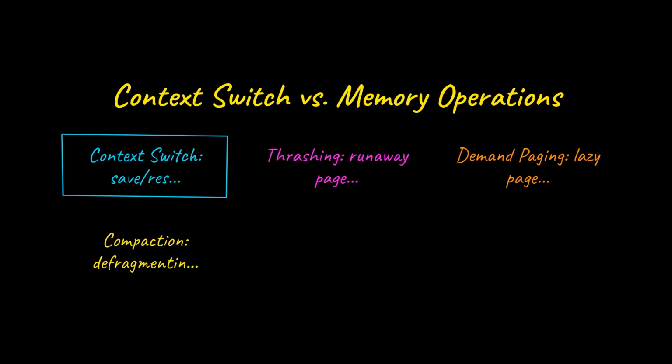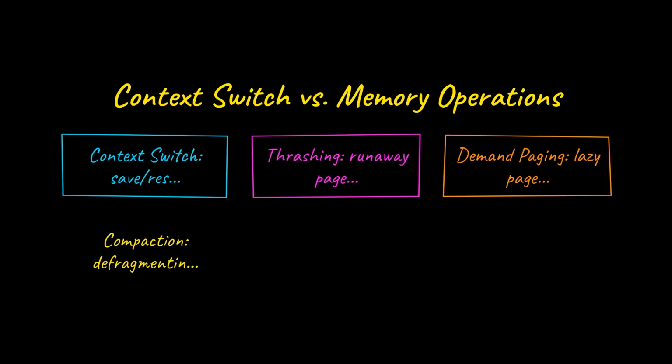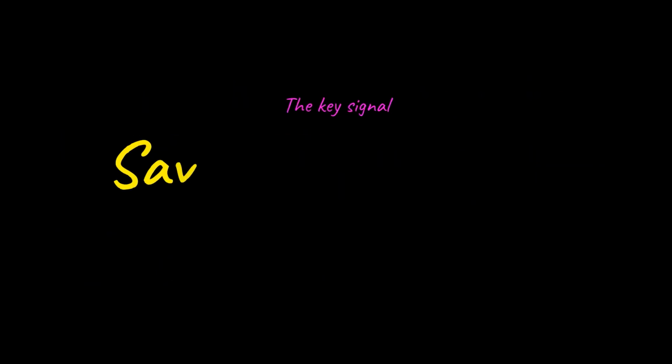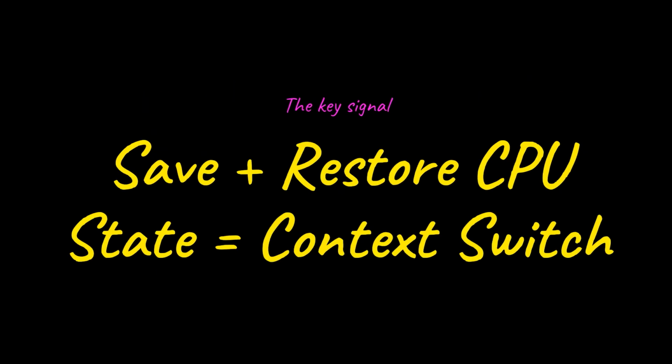A context switch is a process management action, not a memory operation. Thrashing, demand paging, and compaction all involve memory management. The telltale markers of a context switch are saved registers and a saved program counter being swapped between processes to share the processor. Whenever you see saving one process's state and restoring another so they can take turns on a single CPU, that is a context switch, the engine behind multitasking.